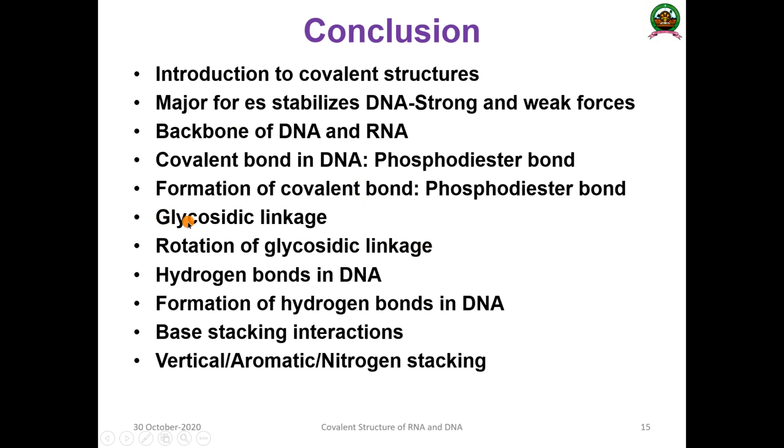Then there are two types of linkage between sugar and nitrogenous base, known as glycosidic linkage. That is due to two types of structure, syn and anti conformation. If the 6-membered rings of purine and pyrimidine are one below the another with the 5-membered sugar ring, then it will be syn. If it is opposite, that is anti. This is due to the bond rotation.